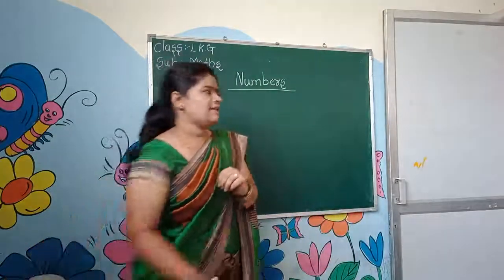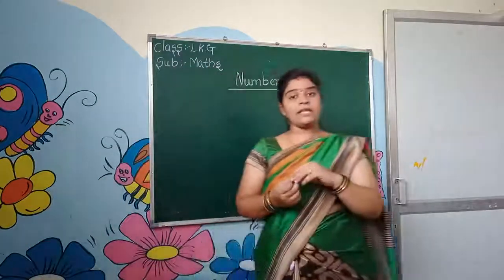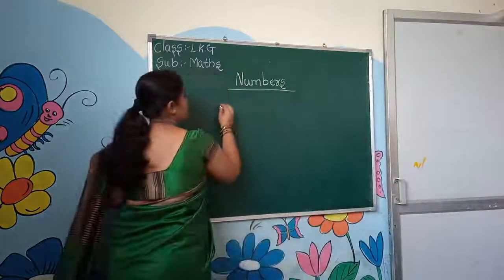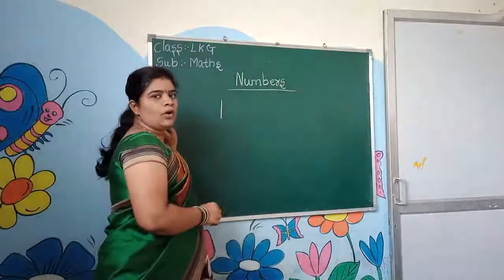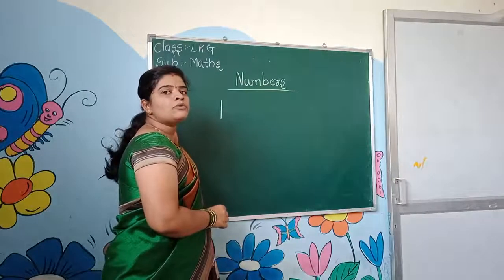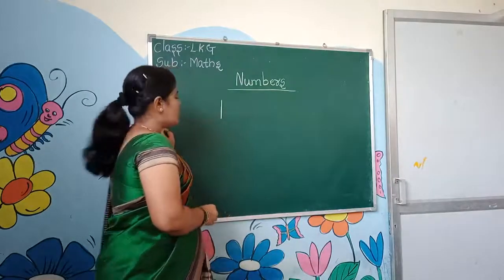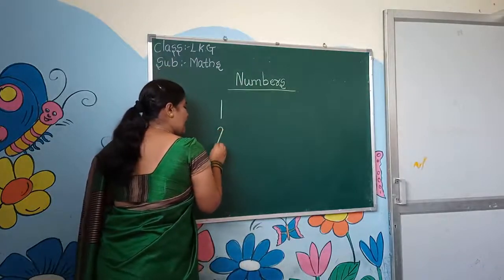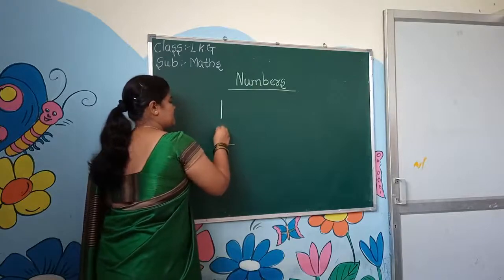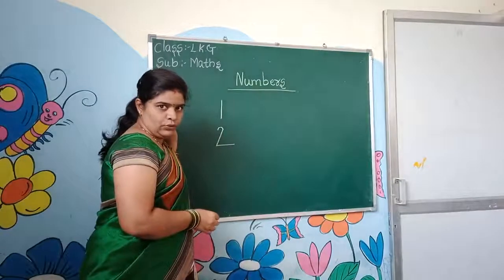How do we write the number one? Yes, we write the number one just as one standing line. Okay. Then how do we write the number two? Yes, a slanting line across and a sleeping line. This is our number two.